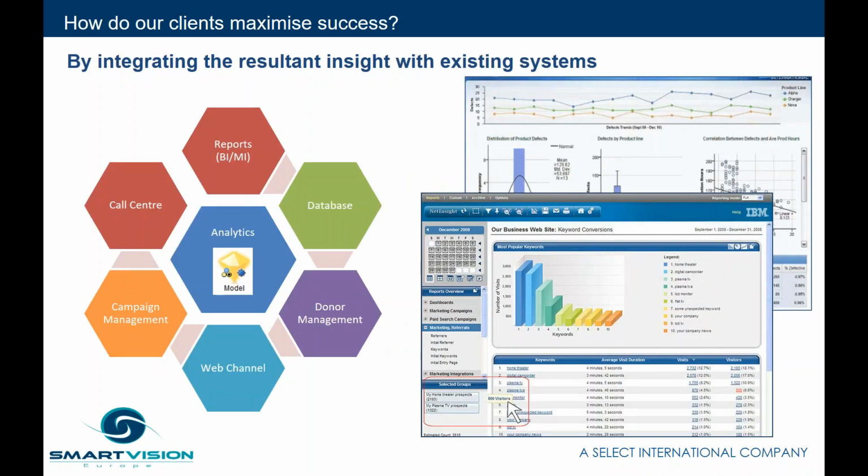The other thing, of course, is to think about maximizing success by integrating the resultant insight that they're getting with existing systems, whether it be BI reports, the database, donor management systems, segments that are going out there, campaign management, web channel, call center. The end point of the modeling process is not simply the model. You have to do something with the numbers that are coming out of it that are going to help you make a better decision. And in order to make a better decision, you usually have to send those numbers somewhere.